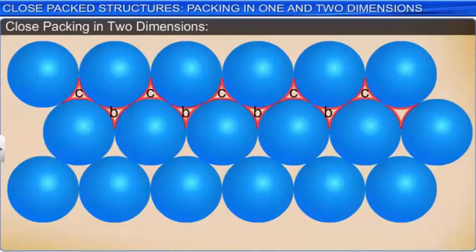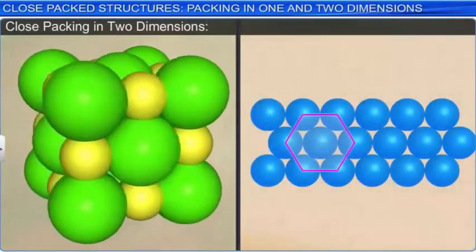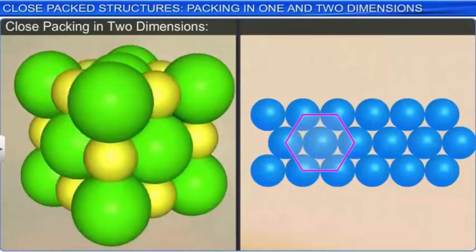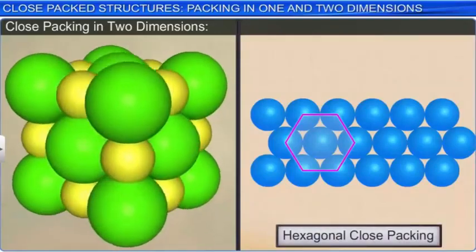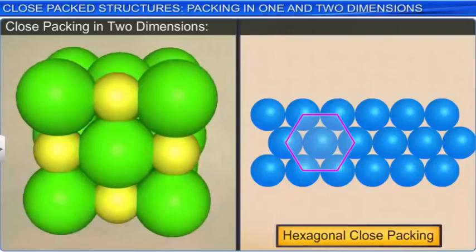The spaces marked B are the ones in which the apex of the triangular spaces is pointing downwards, while the spaces marked C are the ones in which the apex of the triangular spaces is pointing upwards. As real crystals are all 3-dimensional in nature, we will use this 2-dimensional hexagonal close packing to build 3-dimensional structures later on in this course.